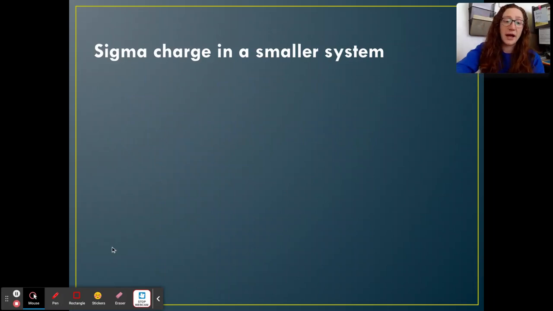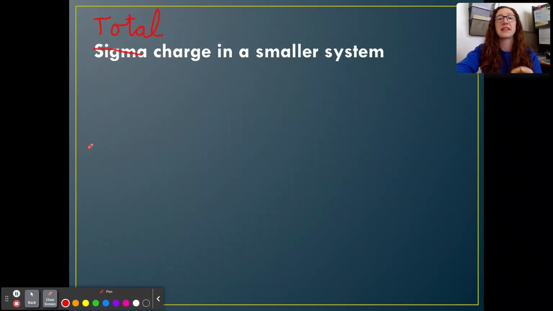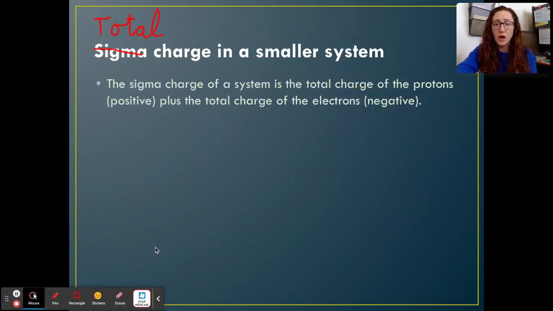So when we think about total charge in a smaller system, we can never really try to think about the universe as our whole system. That's way too big and cumbersome. We want to break it down and think about, like, within this box, what is going on, right? So when we think about the total charge in a smaller system, what we mean is the total charge of all the protons and the total charge of all the electrons. And it becomes a little math problem.